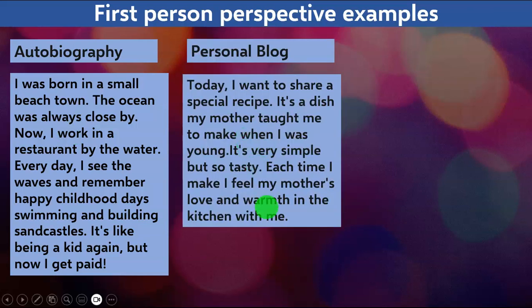Now let's take an example of a personal blog. Today I want to share a special recipe. It's a dish my mother taught me to make when I was young. It's very simple but so tasty. Each time I make it, I feel my mother's love and warmth in the kitchen with me. So that's an example of a personal blog. Again, the pronoun I has been used here, right? The person is talking about his or her experience.